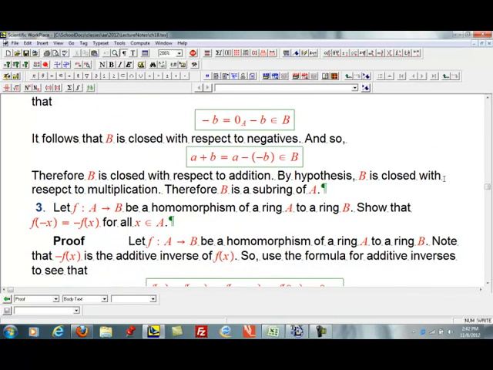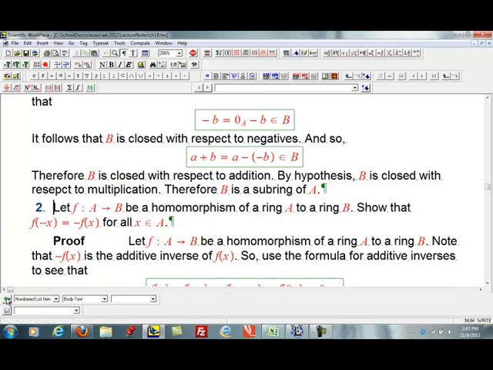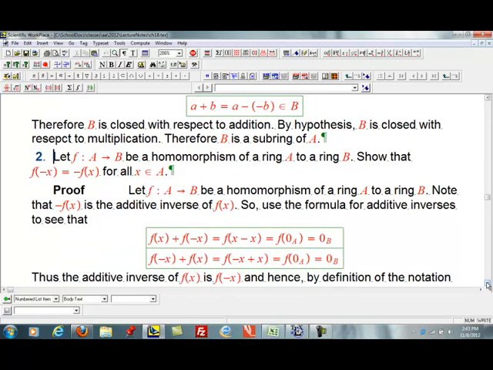I fixed the numbering here. There we go. I have put a little proof in here. This is kind of an aside that you need for the next proof that you're going to be looking at. It says let F take A to B be a homomorphism of a ring A to a ring B. Show that F of minus X equals minus F of X for all X in A.